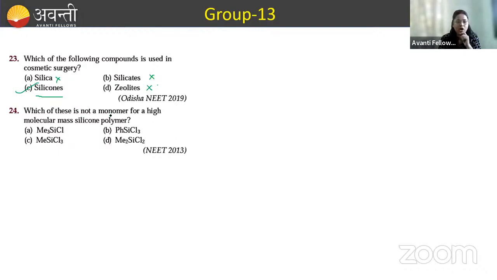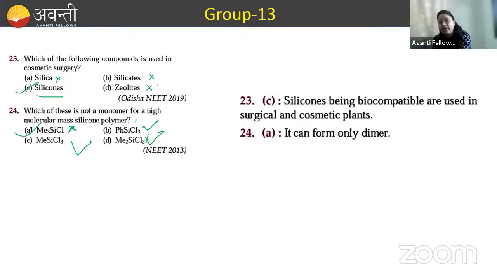Next, which of these is not a monomer for a high molecular mass silicon polymer? So for a high molecular mass silicon polymer, all other means 1, 2, 3, 4, we need to find which will form a polymer. तो ये जो है ये पॉलीमर फॉर्म करता है, ये पॉलीमर फॉर्म करता है, ये पॉलीमर फॉर्म करता है. लेकिन जो हमारा ए मॉलिक्यूल है, ठीक है, it doesn't form a polymer, it only forms a dimer. That's why our answer will be what? Option A. ओके, वो सिर्फ डाइमर फॉर्म करता है, वो कोई भी पॉलीमर फॉर्म नहीं करता, इसलिए वो किसी भी पॉलीमर का मोनोमर नहीं हो सकता. राइट. ओके, नेक्स्ट प्रॉब्लम.